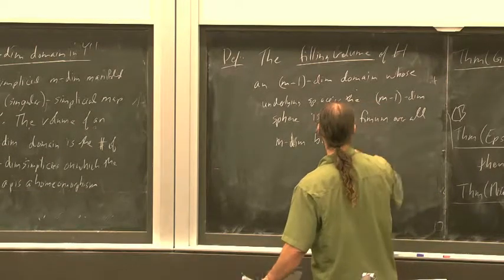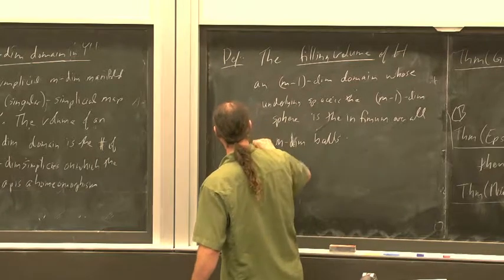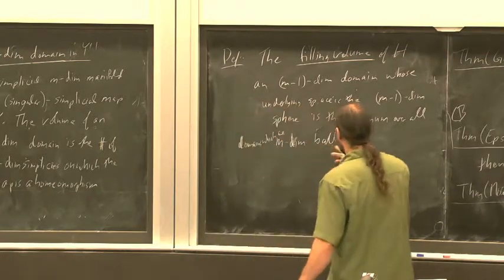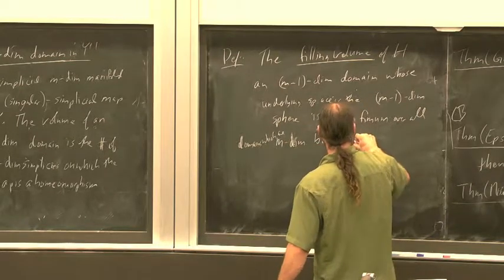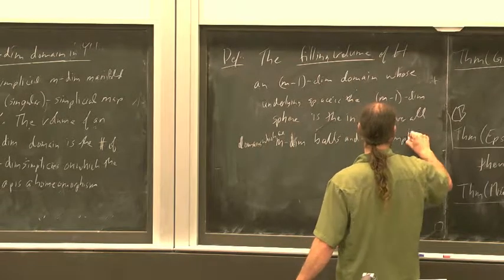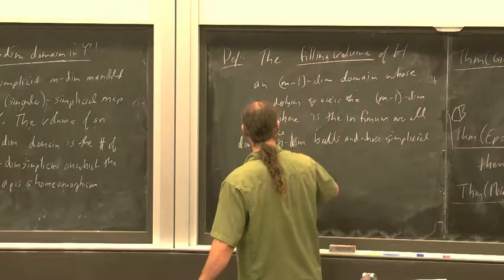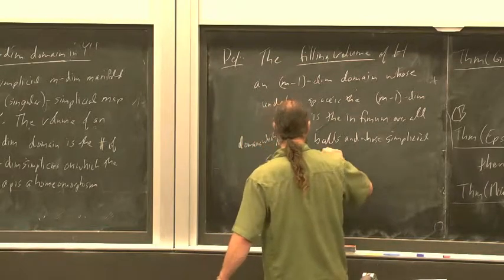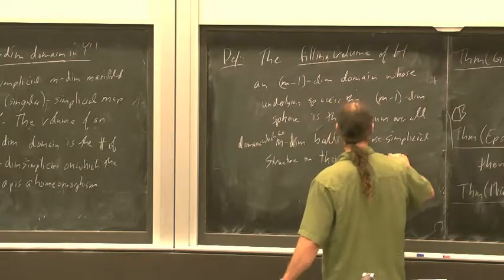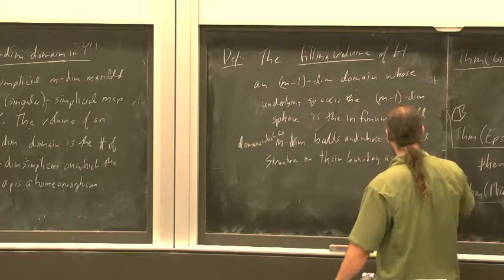Mapping in of all domains whose underlying space is an n-dimensional ball and whose simplicial structure on its boundary agrees with the original sphere you started with.